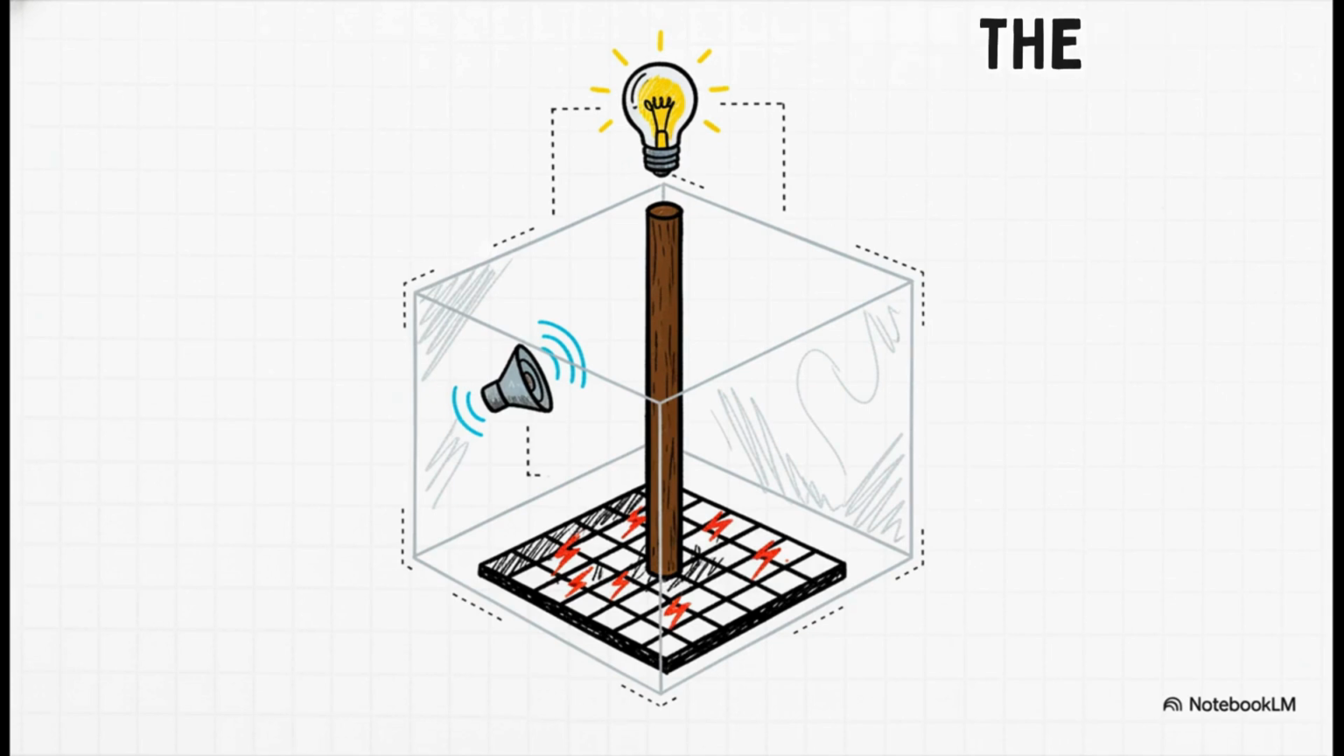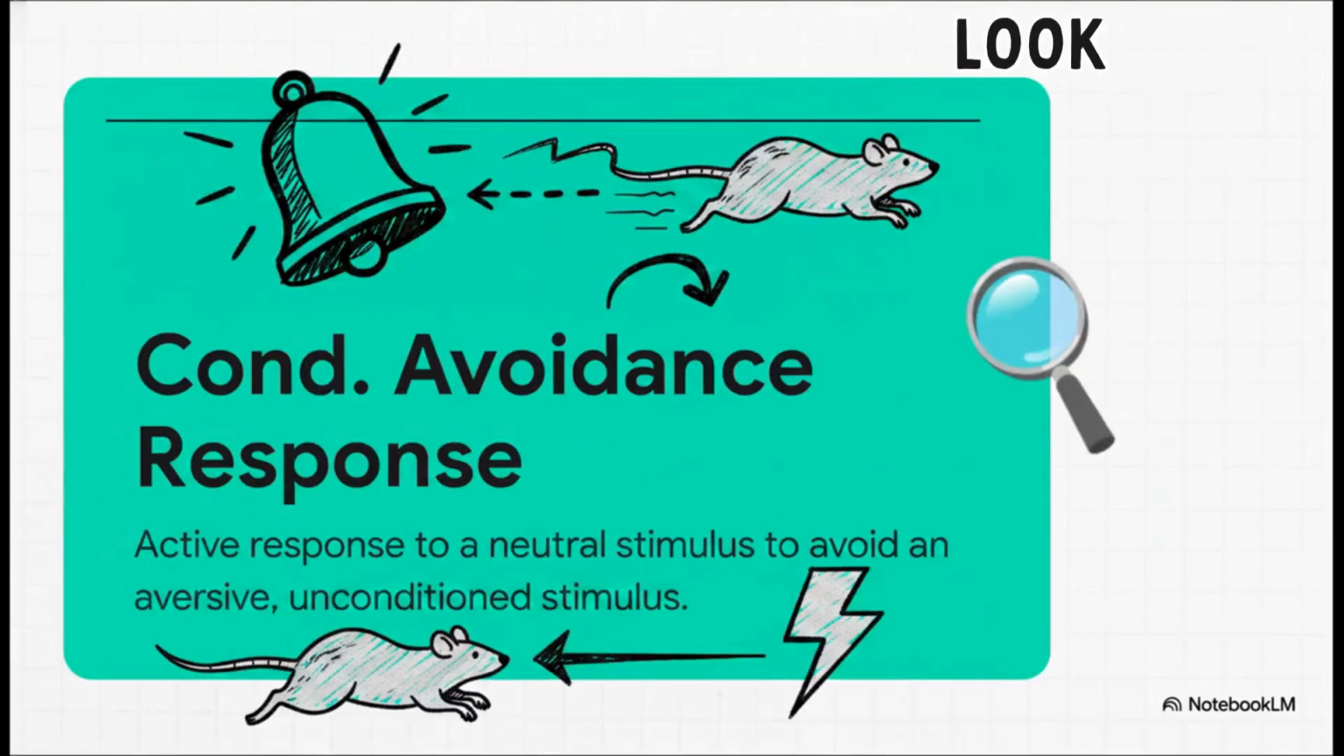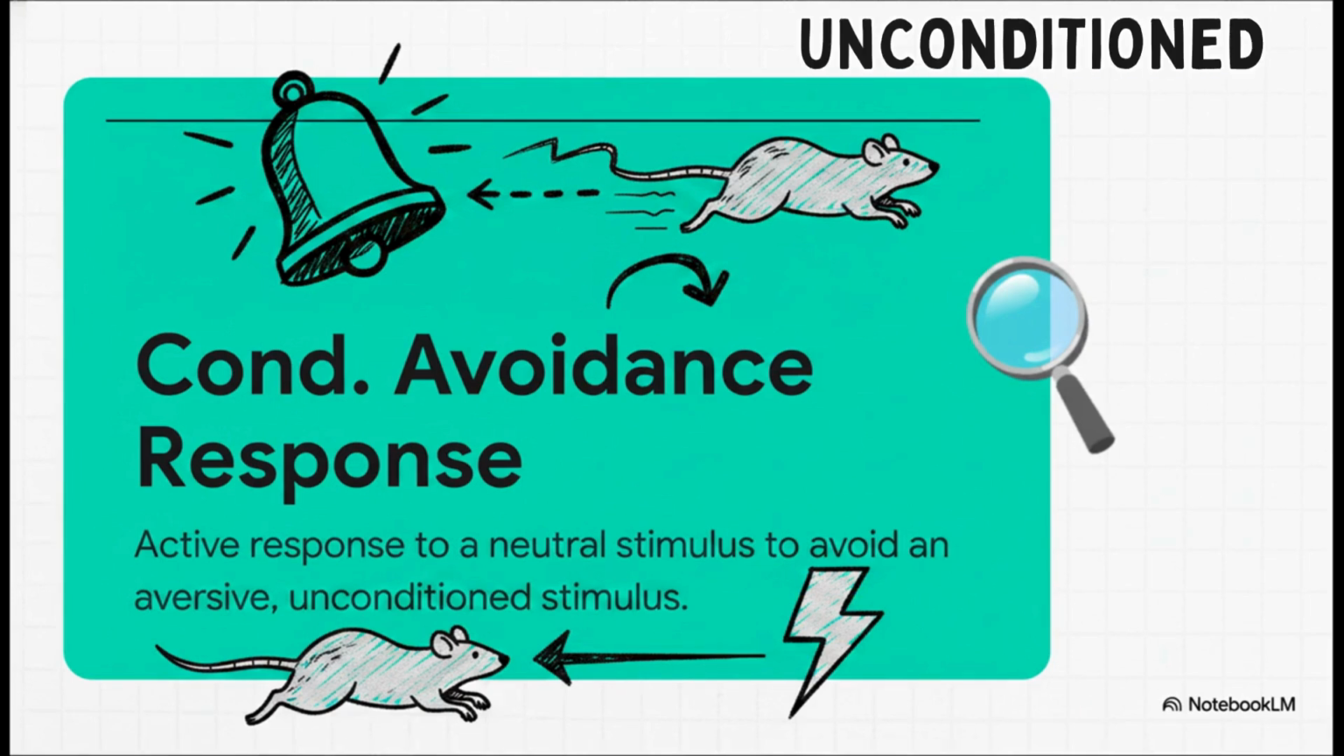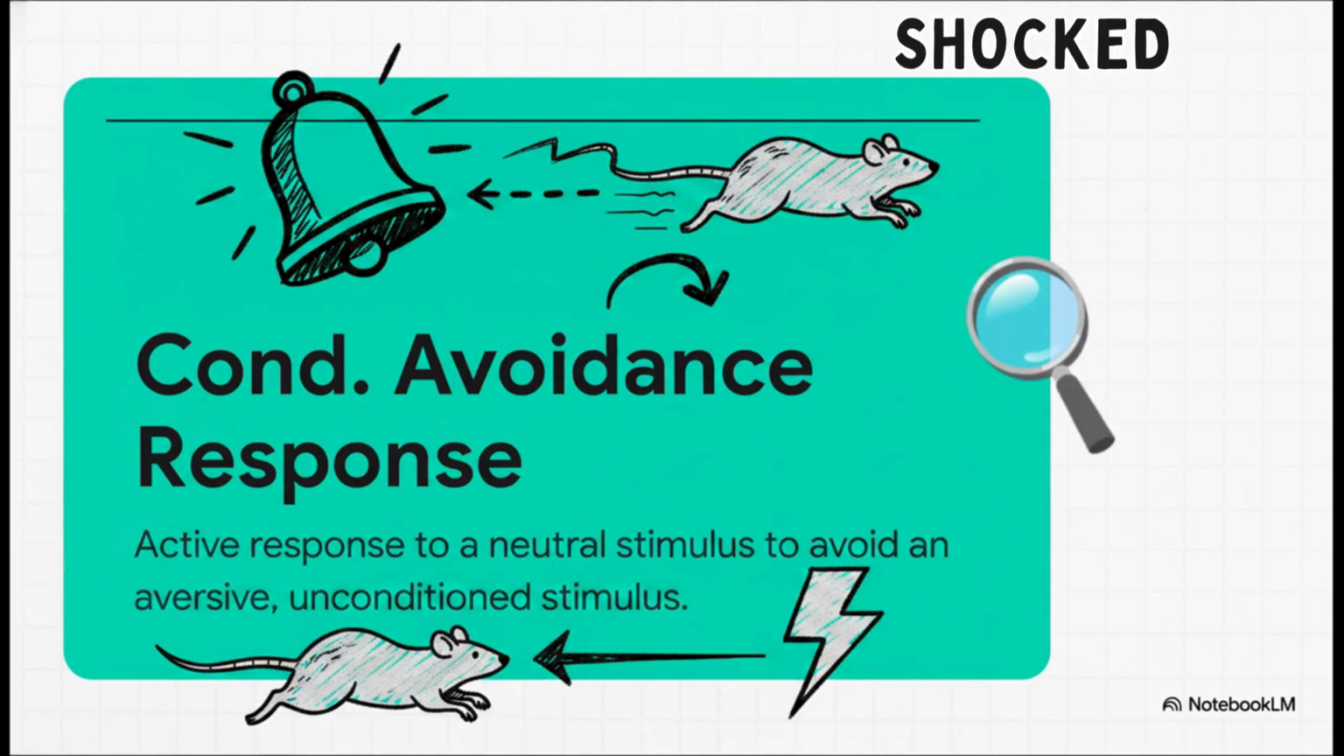And for requirements, you'll need the chamber itself, a 1.5 milliamp shock grid, a wooden pole that is 2.5 centimeters in diameter, a 2.8 kilohertz speaker to play a bell tone, and a 28-volt light. See how neatly that organizes the facts? Now, before we look at the technique, we have to make sure we totally understand the aim. What exactly is the conditioned avoidance response? Well, CAR is simply an active response made by the subject to a neutral, conditioned stimulus, like hearing a bell, specifically in order to avoid an aversive, unconditioned stimulus, which in this case is the electric shock. Basically, the rat learns, hey, the bell predicts a shock, and it takes action to avoid getting shocked entirely.